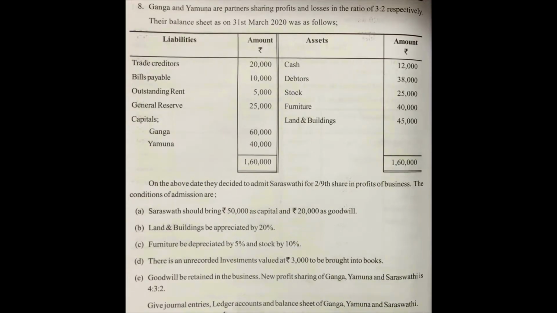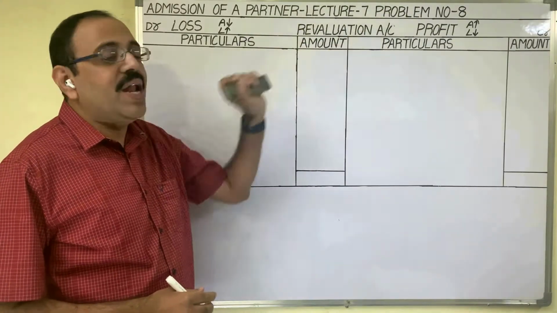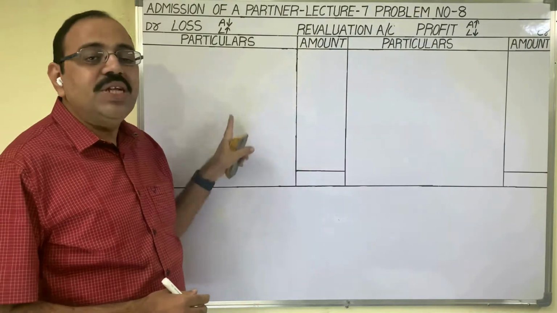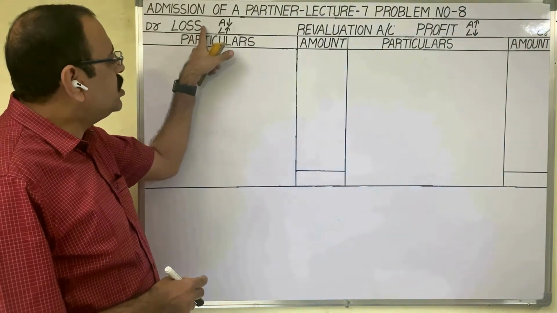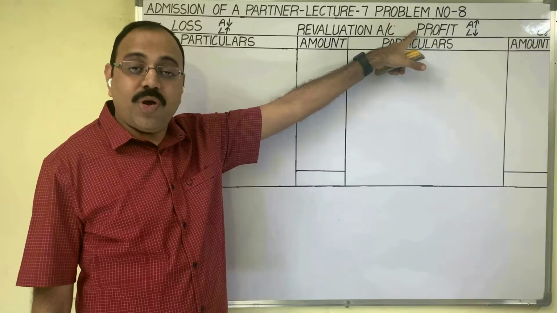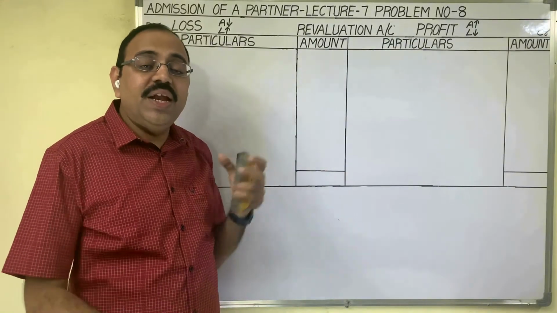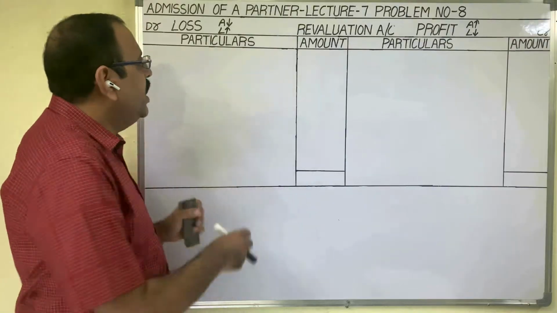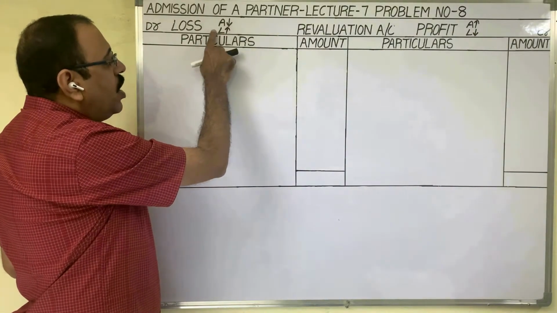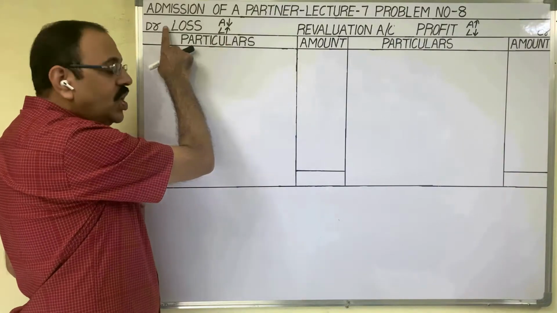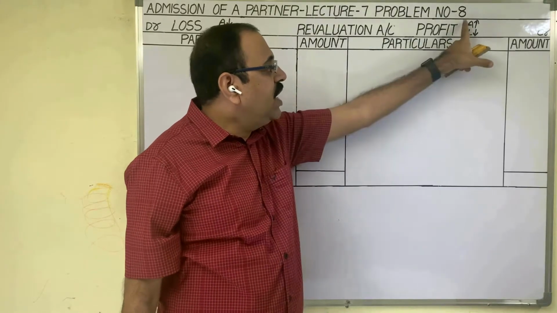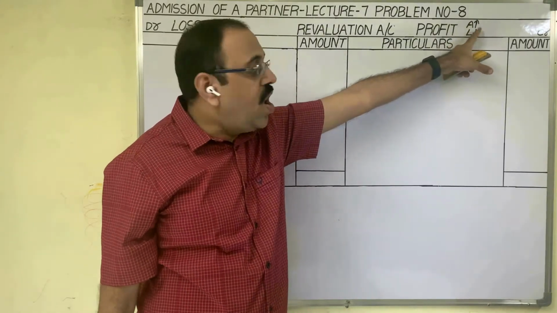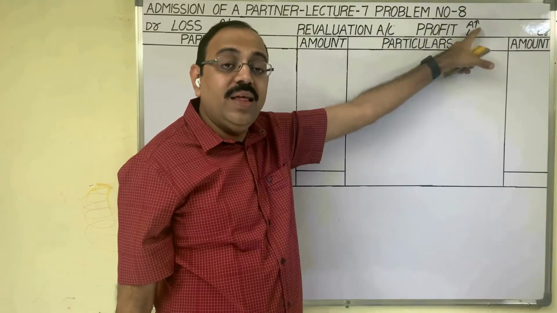Let us start with the first account in the ledger, that is the revaluation account. This is the revaluation account. It is a nominal account. Nominal account rule: debit all expenses and losses, credit all incomes and gains, profits. When a loss comes in revaluation of assets and liabilities, if asset value is reducing or liability value is increasing, it is a loss. When a profit comes, if asset value is increasing or liability value is decreasing, then it is a profit.